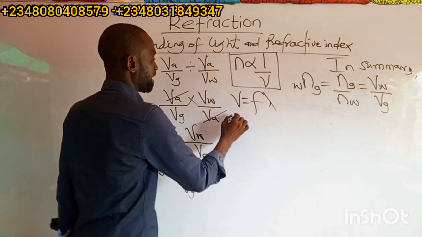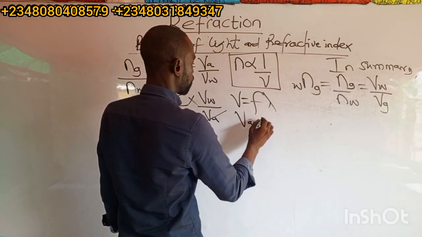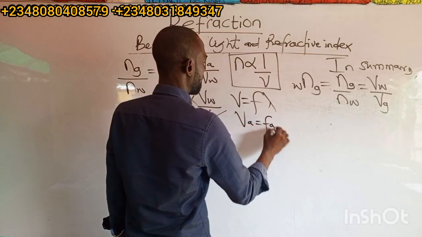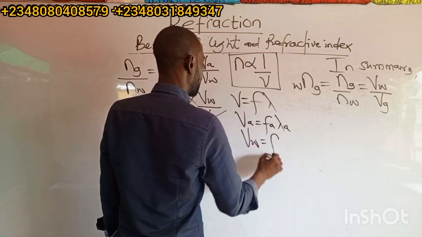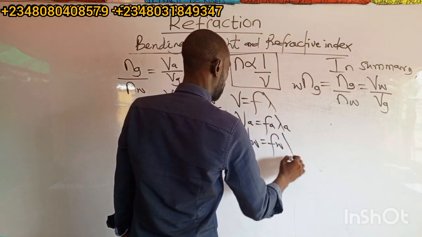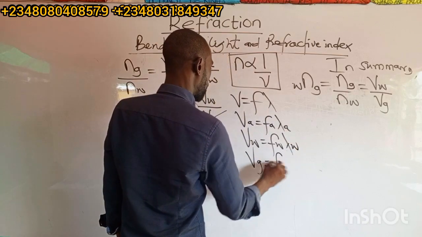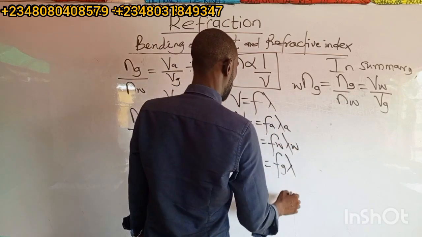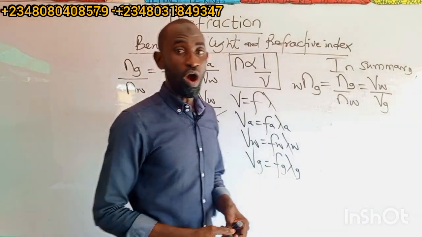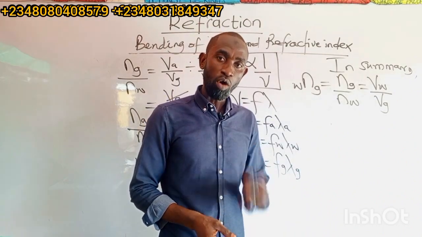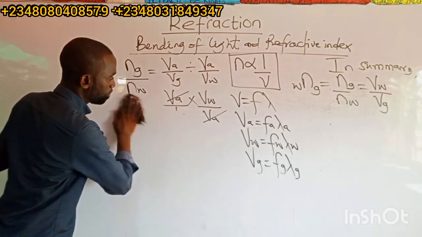Let's look for speed in air. Speed in air will be equal to frequency in air, then wavelength in air. Speed in water will be equal to wavelength in water, then frequency in water. Then speed in glass will be frequency in glass multiplied by wavelength in glass. So I want to give us a formula of refractive index in terms of wavelength. So that's what we're trying to do here. So let us go. So let us wipe this one off.